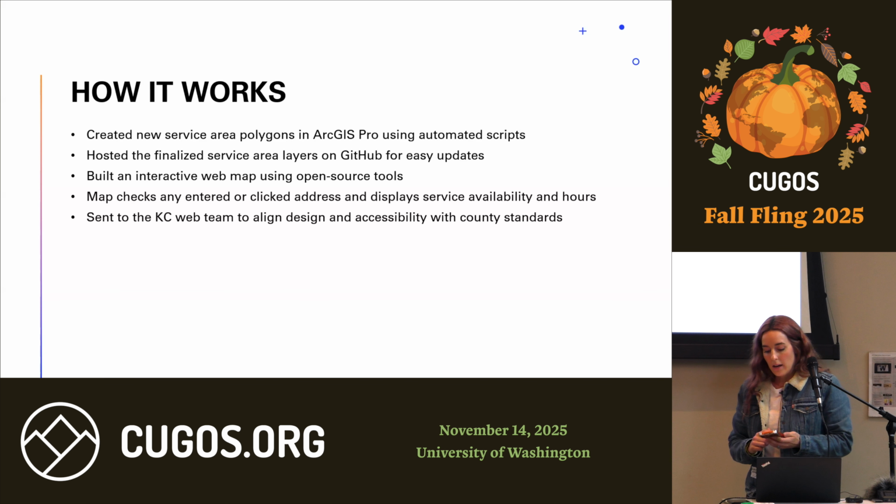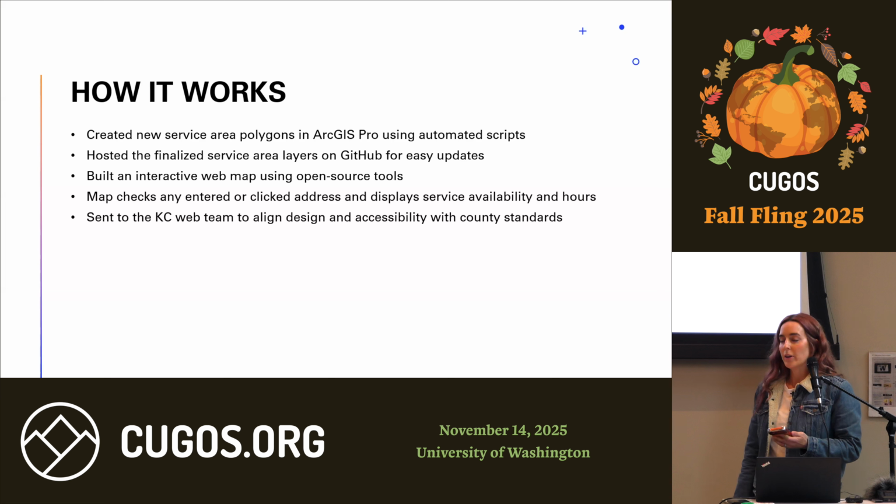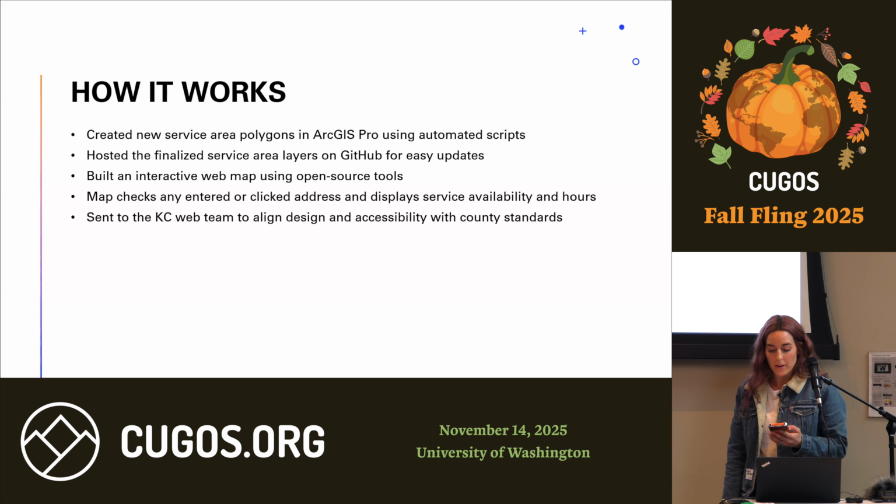How it works. I started by creating the service area polygons in Arc Pro, using automated scripts that I wrote to streamline the workflow for each service change. When I say service change, I work for King County Metro. I'm sure you guys are familiar with it, in March and in September there's a service change where the routes change depending on if we're going to add more trips or we're deleting a route. That's what I'm referring to as service change.